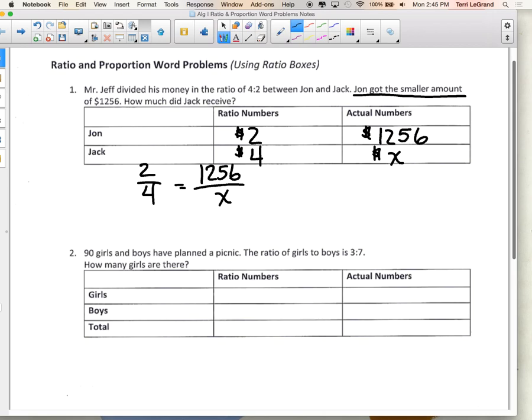You can use whichever method, but I'm seeing all kinds of crazy ways. Some people are trying to solve proportions that don't make any sense. So let me see. Don't erase, Cheyenne. I don't want to see it.